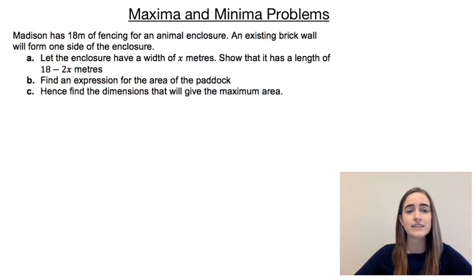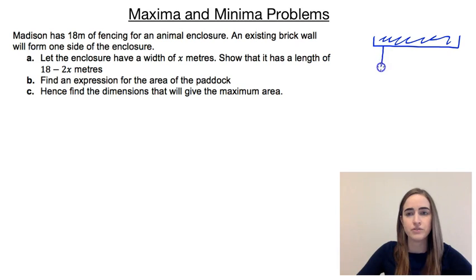Okay, I've got one last example. It says Madison has 18 meters of fencing for an animal enclosure. An existing brick wall is going to form one side of the enclosure. So that means that that 18 meters is only going to be 3 sides of it. So if we draw in, if that's our brick wall, then she's going to build an enclosure that comes off that. So that 18 meters makes up that total distance around the edge.